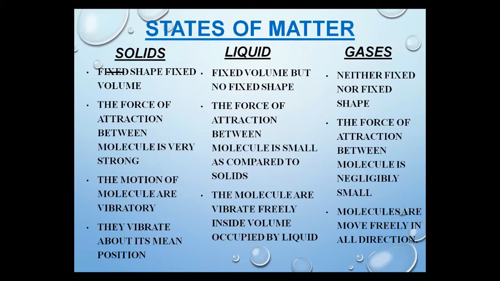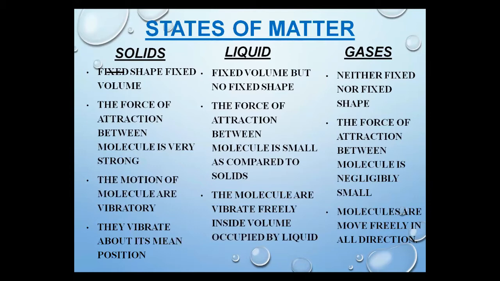So as we know, the properties and characteristics of a solid form of matter are that it has a fixed shape with a fixed volume. This means when we observe a solid object, it has a fixed shape. As we all know, it has a fixed shape and it has a specific volume.